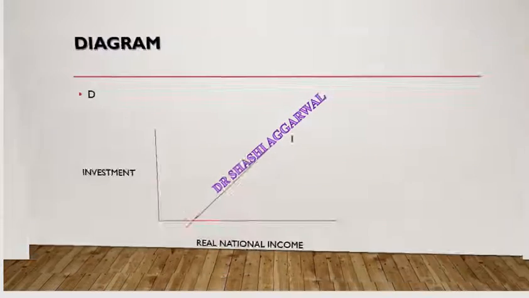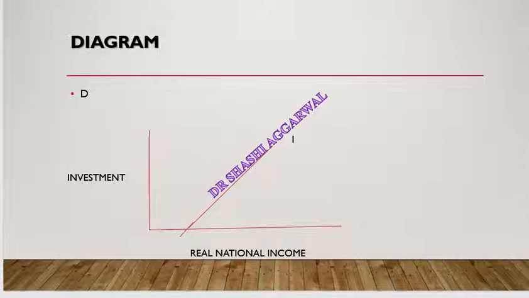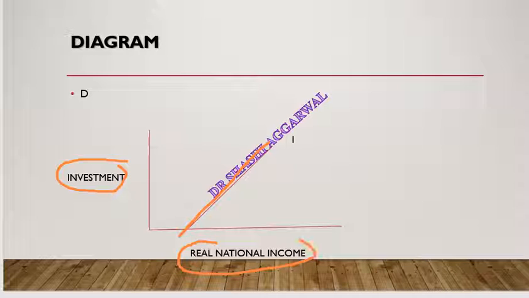So it has a positive slope. As we see, this is the induced investment curve. On the y-axis, we take the investment, and here we take the real national income. At a low level of income, it could be negative, but it has a positive slope as the income goes on increasing, so the investment also goes on increasing.